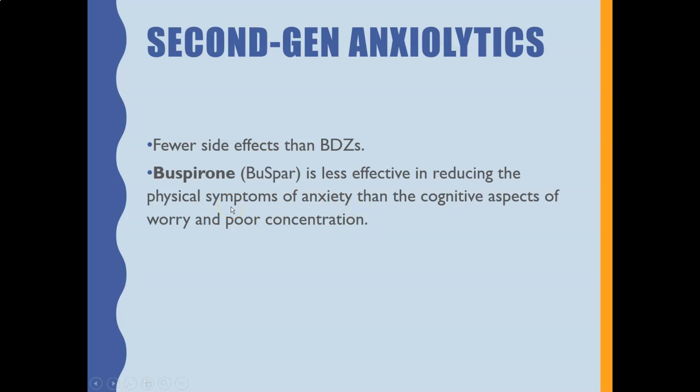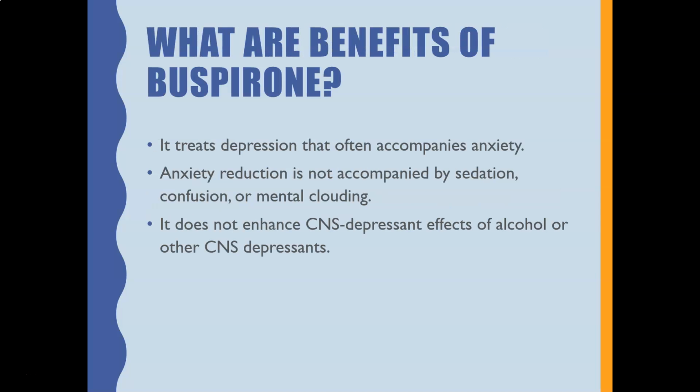So that leads to our second generation anxiolytics. One of those is SSRIs. I'm not really going to talk much about them here because we talked about them with mood disorders. Other second generation anxiolytics do include buspirone, or Buspar. I have actually taken this myself for about a year. One of the things that we find is that Buspar is less effective in reducing the physical symptoms that anxiety produces, but it's much, much better at dealing with the cognitive aspects related to worry and poor concentration.